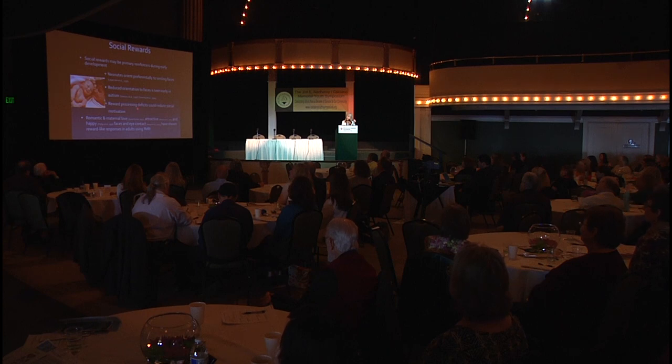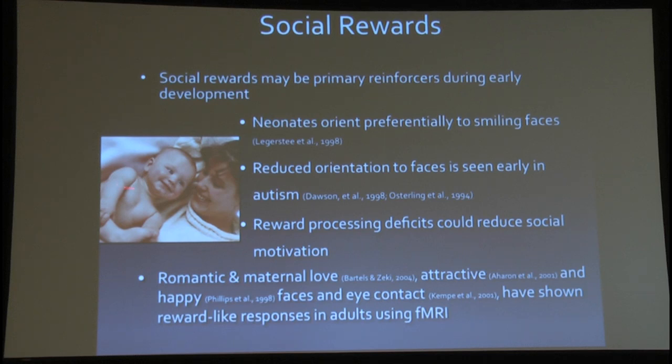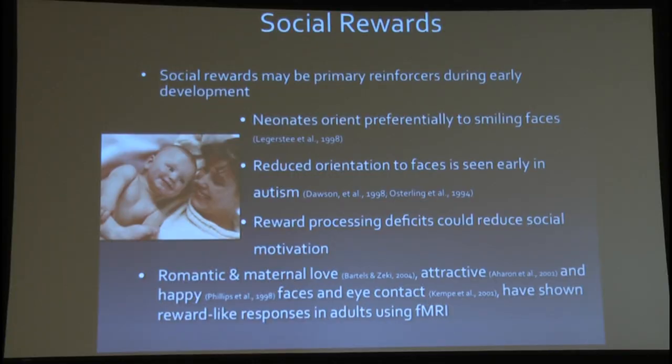So one theory is that reward processing deficits could reduce social motivation. What if the reward areas of the brain are not signaling responses when they see faces? Wouldn't that impact your willingness, your motivation to look at faces and to engage in social contact? Interestingly, these reward areas are active for any kind of reward. They're general reward areas. They're active for romantic love, when they see attractiveness, happy faces, they're active during eye contact. They all show reward-like processes. These areas are active for drug addicts when they see drug cues. And there was one study that showed that these areas are active when you successfully seek revenge on someone who has harmed you. So these are general reward areas.